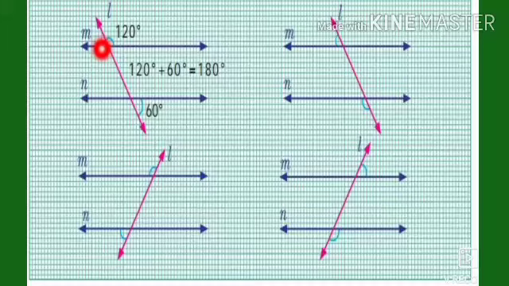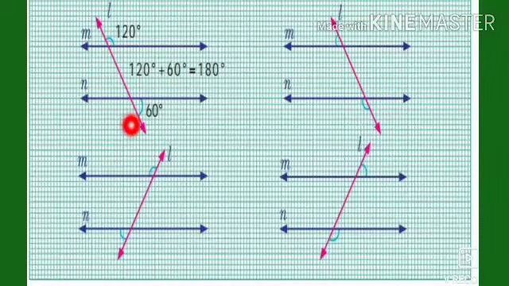That is, we can easily find the unknown angle of these two linear pair of angles. By using the sum x degree plus 120 degree is equal to 180 degree, which gives 180 minus 120, which is 60 degree. So the unknown angle is here 60 degree.